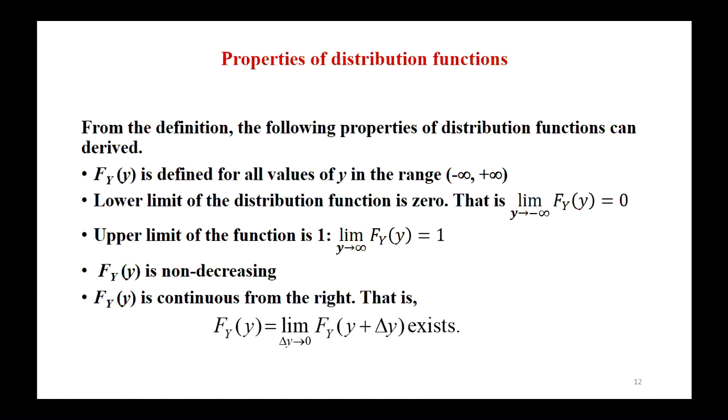F_Y is non-decreasing. As small y increases, F_Y(y) does not go down. It can stay the same, but it will not go down. And it is continuous from the right, meaning that this limit exists. So F_Y(y) is equal to the limit of F_Y(y plus delta y) as delta y goes to 0. That means it's continuous from the right. It is not continuous from the left.